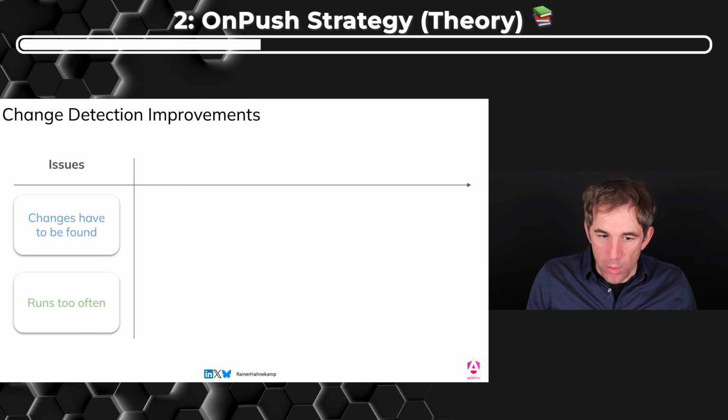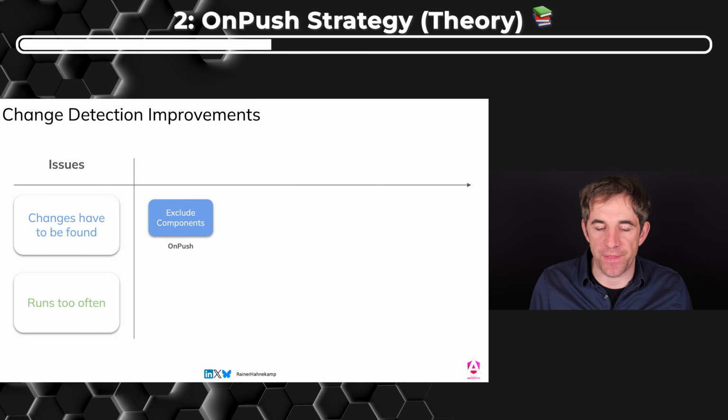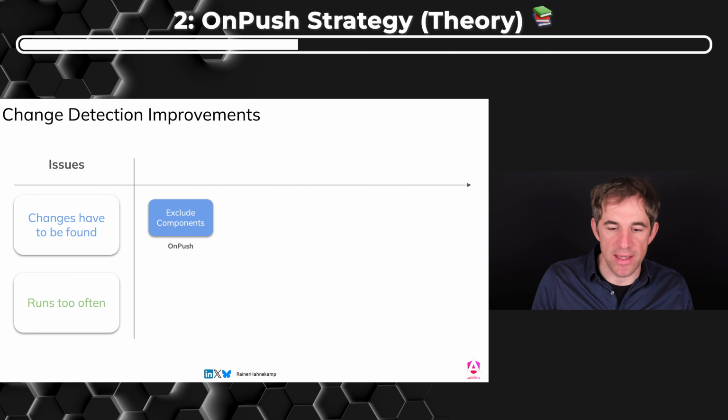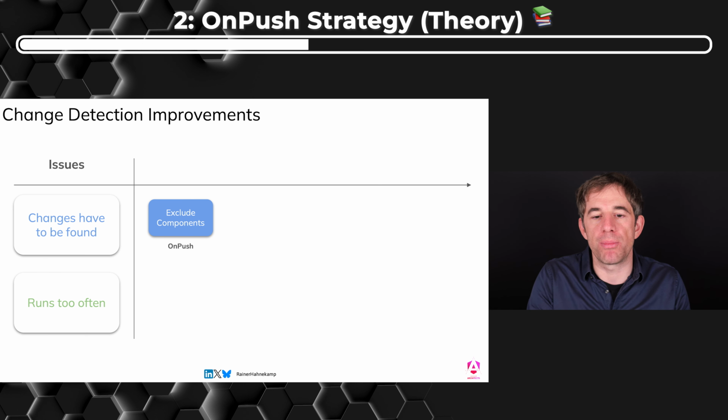I guess the one that always comes up is the OnPush change detection strategy. And what this is all about is that we want to fix it a little bit, we want to improve the situation with where changes have to be found. So we want to limit the scope of the search, or of the components that the change detection has to go over.